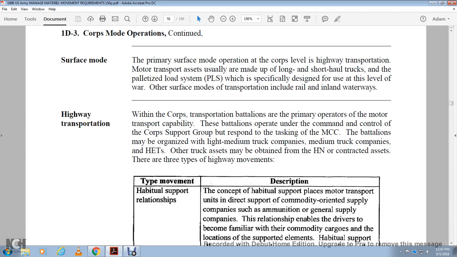Alright, your highway within your Corps Transportation Battalion, the primary concept of the mode of transportation capabilities. Battalions are operated under the command and control of the Corps support group under the task of the MCT. They may be organized with light medium truck company, the medium truck company, the HET, with the truck assets that may be obtained with the host nation contracted assets.